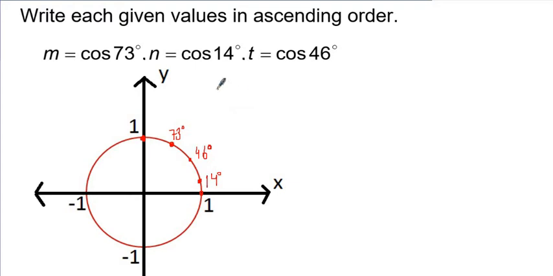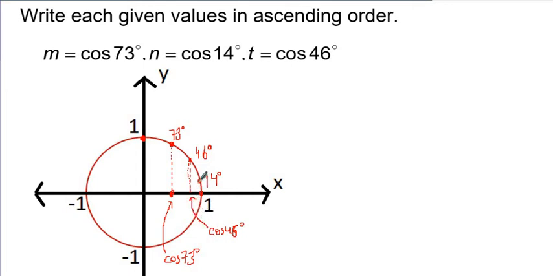All right, so what is the cosine of 73? Cosine of 73 is the x coordinate of this point. So let me write that cosine of 73 is this point. How about this? The x coordinate of this point, 46, is going to be cosine of 46. So this is cosine of 46.